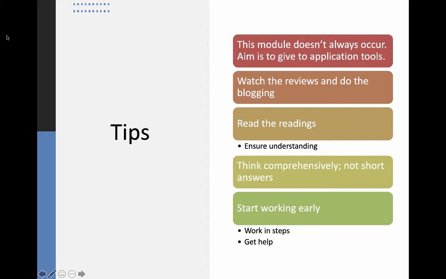Make sure that you understand this module is requiring comprehensive answers, not short form fill in the blank or match the answer to the other answer type of things. We're looking for people who really can problem solve and bring a set of things to the table. It's case-based. And start working early because of that, particularly on the major assignment, which we'll get to in a moment. Really important to break it into steps, and as you go through those steps, get help.